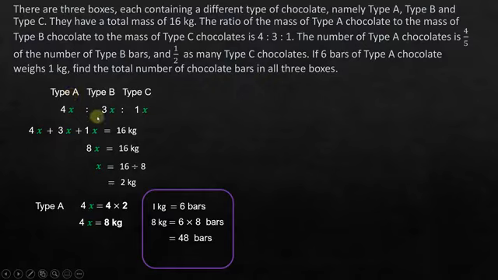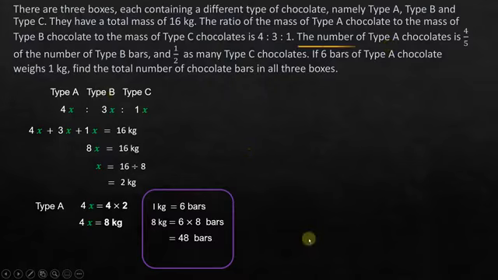Can we use the same logic for type B and type C? No. For two reasons. One, it very clearly says 6 bars of type A chocolate weighs 1 kg. It does not generically say that 6 chocolate bars is equal to 1 kg. And the second is there is additional information given here in terms of fractions, but that is specific to the number of chocolates. So definitely we have to work more in order to find out the number of type B and type C chocolates.